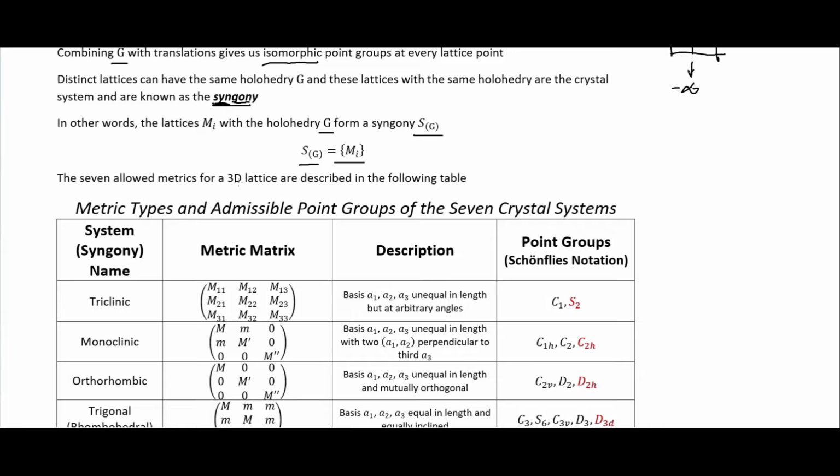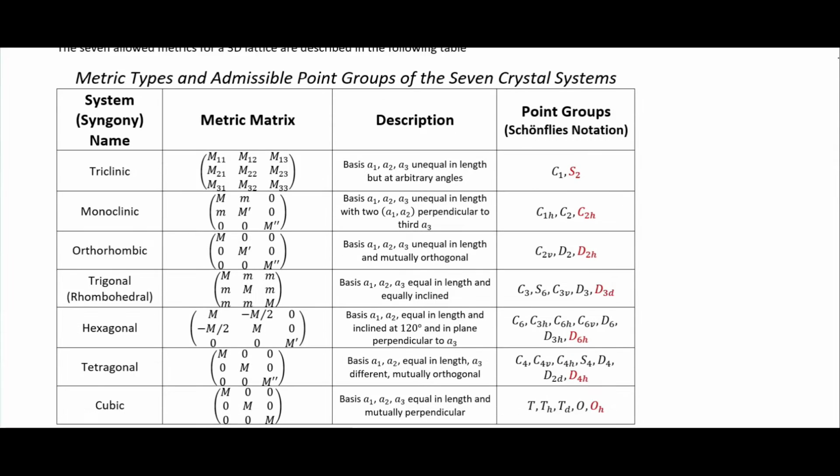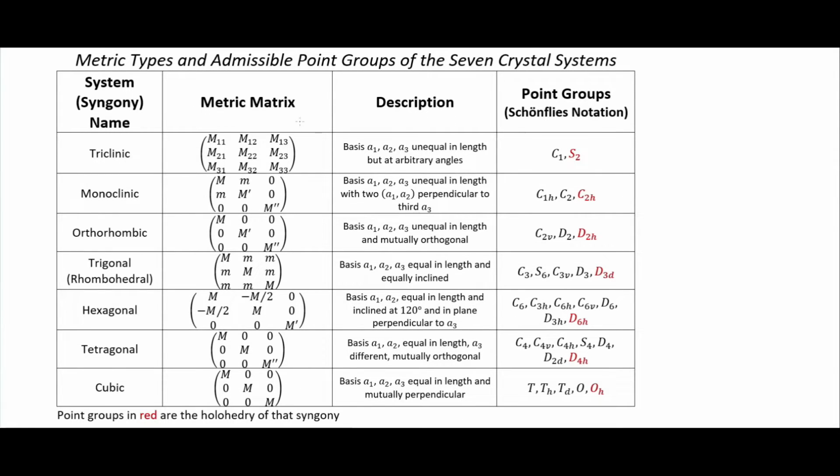The 7 allowed metrics for a 3D lattice are described in this following table. And so here we have this metric here, which we see in the description. The A1, A2, A3 are unequal and have arbitrary angles, and so the elements of this metric here can sort of take on any value here, and so that gives us the triclinic here. Then the basis for the monoclinic here, A1, A2, A3 are unequal in length, but with the A1 and A2 perpendicular to the third A3.